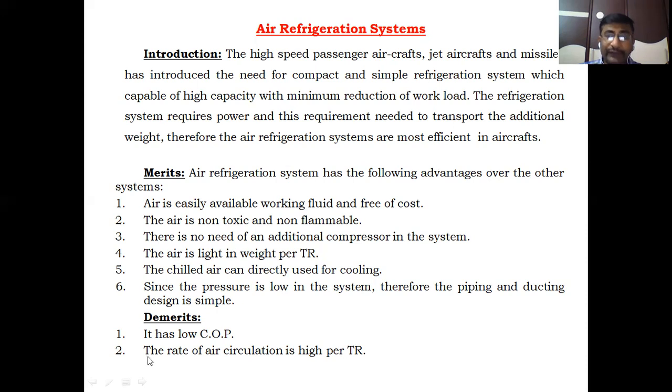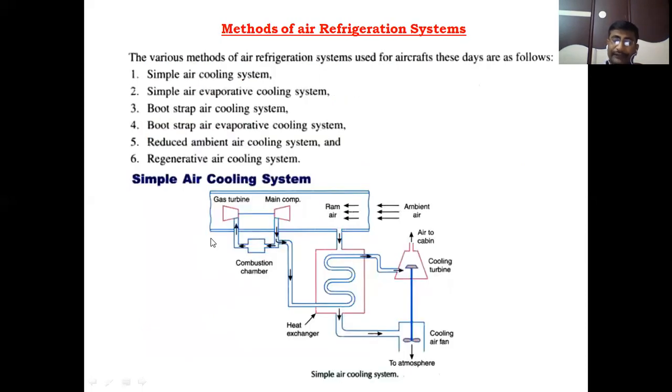And also the rate of air circulation per ton of refrigeration is very high. The amount of air required per ton of refrigeration is very high. These are the 2 disadvantages of air, and almost all the advantages dominate the disadvantages. That's why we are using air refrigeration cycles in aircrafts. Clear, students? Let us go to the air refrigeration systems, types of air refrigeration systems or methods of air refrigeration systems.